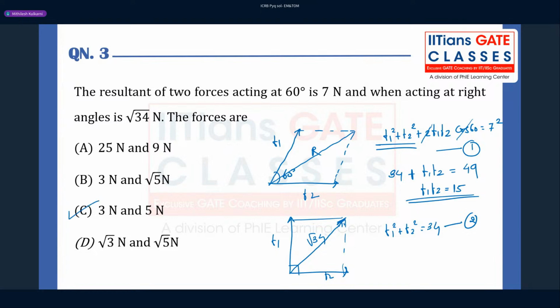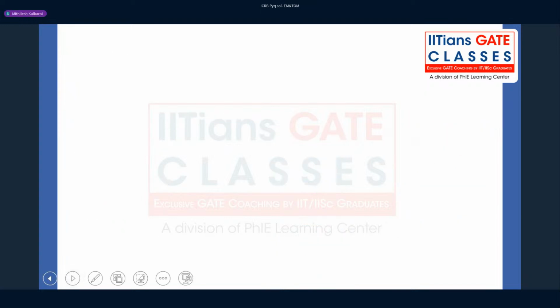3 multiplied by 5 is 15. You can also try to put this 3 and 5 into equation number 2 and check whether it satisfies or not. It should satisfy it. I hope things are clear. Let me go to the next slide.